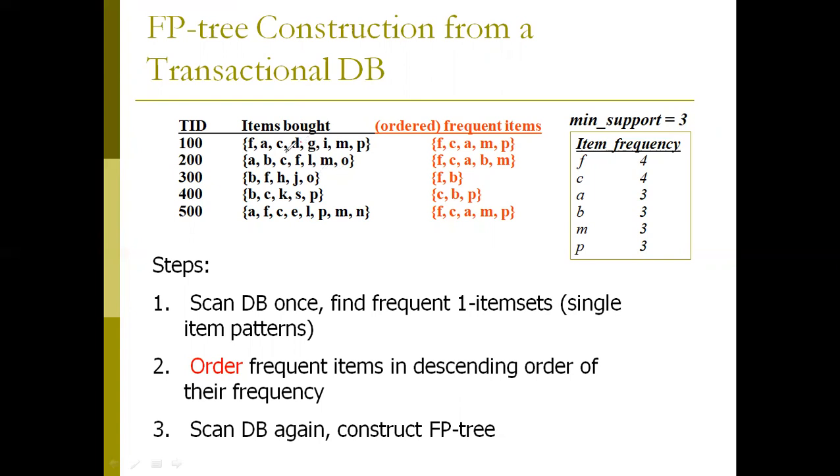Right. D and G and I. Okay, these three are removed. What are the remaining item sets we have? F, A, C, M, P. Okay, arrange these 5 items in descending order as per this table.